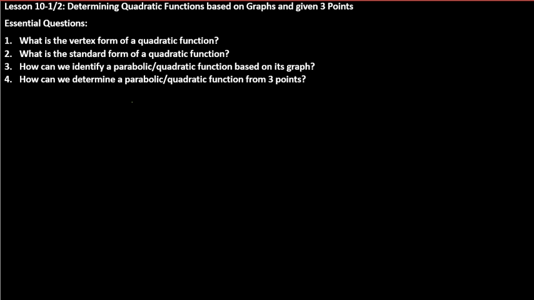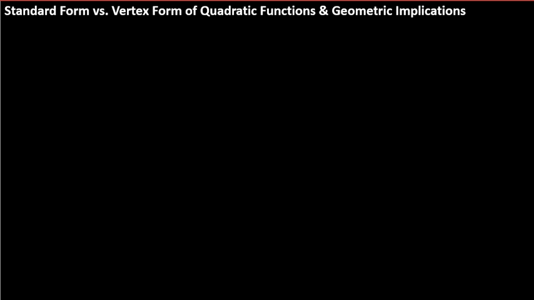or just to watch. Okay, so what we're going to be covering in this video is quadratic functions, determining them based on the graphs and 3 points. Okay, first couple things we're going to look at is vertex form of a quadratic versus the standard form. Then we're going to look at how to identify quadratic functions based on the graph and how to determine them when we're given 3 points. Okay, so first, let's talk about standard form versus vertex form.